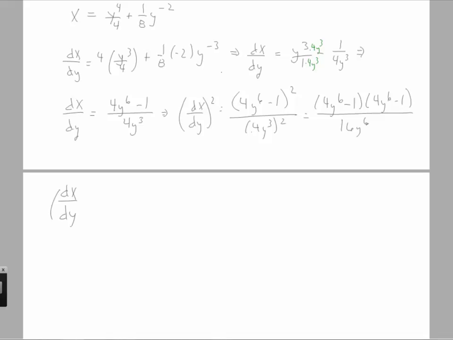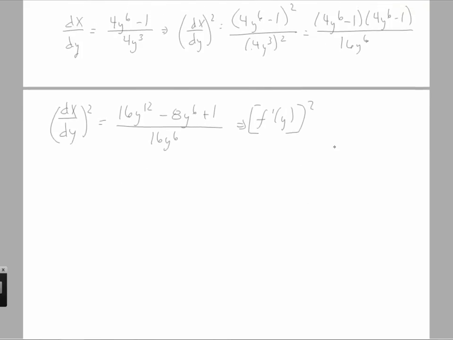I'm just trying to simplify. So this is (dx/dy) quantity squared. So 4 times 4 is 16y to the 12th, minus 8y to the 6th, plus 1, all over 16y to the 6th. So this is the part that goes in for f prime of y quantity squared into my formula. Okay, so let's go ahead and have a look at that formula again.